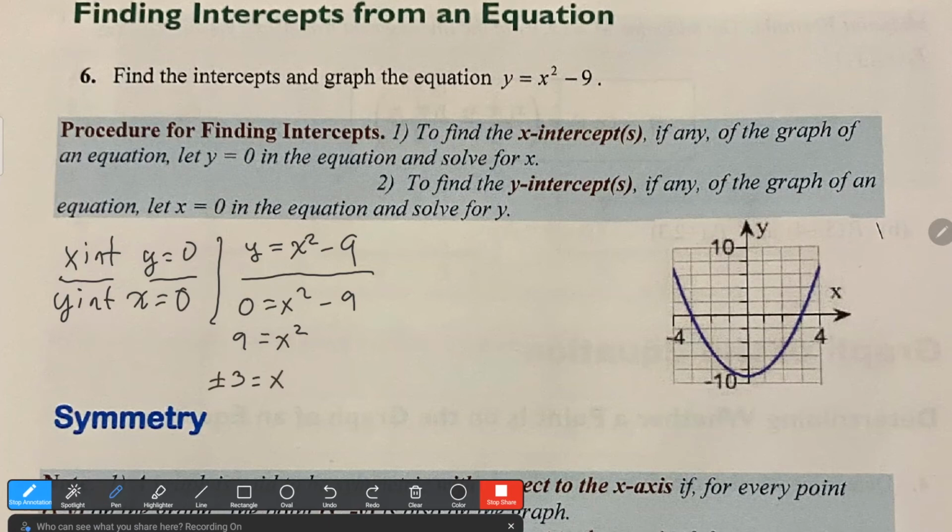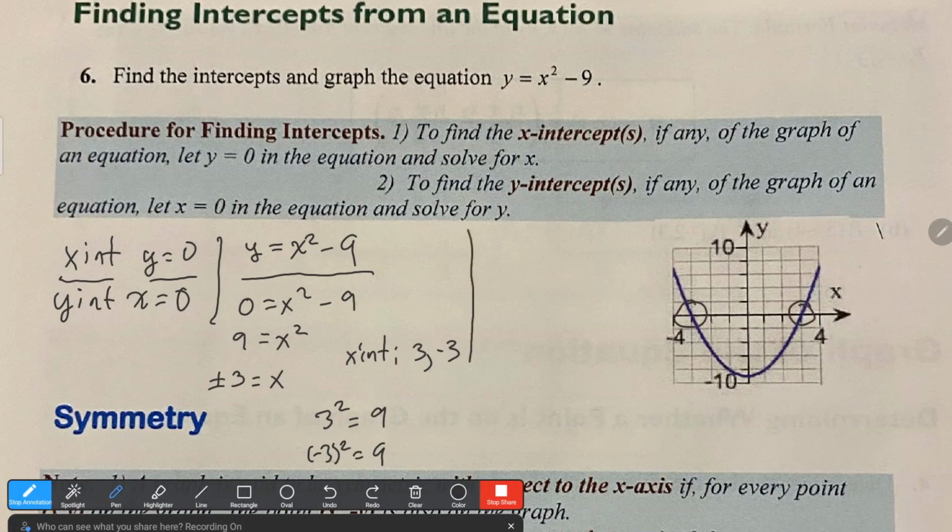Remember, whenever you take the square root of something, you have to do plus and minus. The reason is because 3 squared is equal to 9, but -3 squared is also equal to 9, so you have to do both plus and minus. So those are your two x-intercepts. Your x-intercepts are at 3 and -3. And by the graph, you can literally see that those are your two x-intercepts.